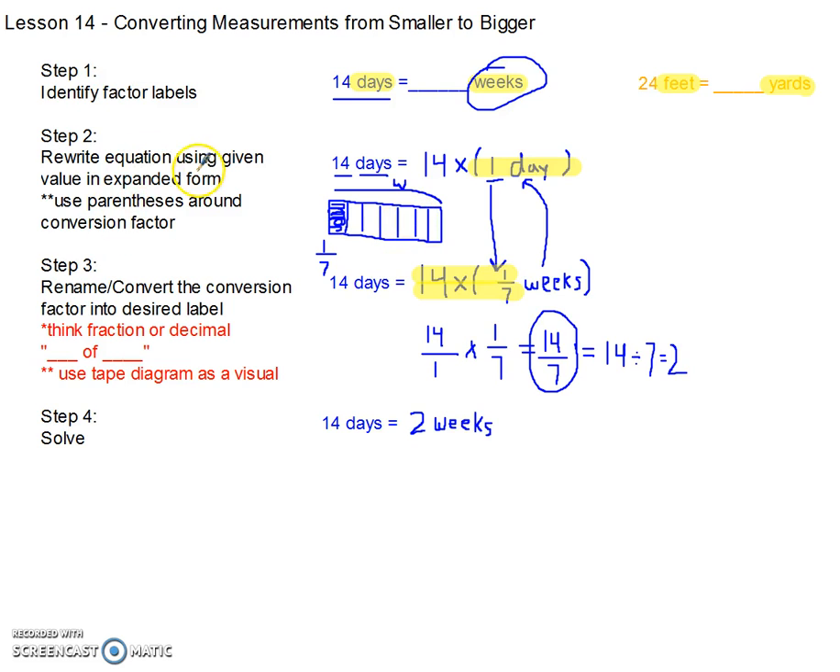Next, we want to rewrite our equation using the given value in expanded form, and for this problem our given value is 24 feet. So to write it in expanded form, my number 24 comes out front, and we're just drawing this out. We're rewriting it in a different way. And when we have two things together here, that means multiplication. And then I want to make sure that because I'm changing feet into yards, that I show that this is my conversion factor with parentheses.